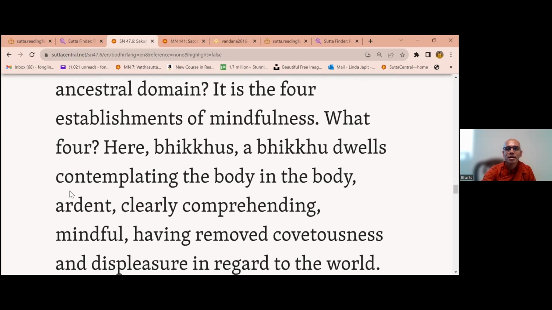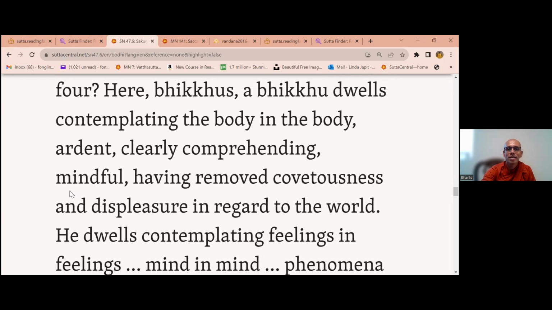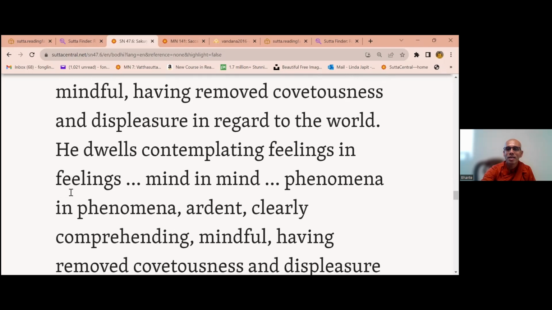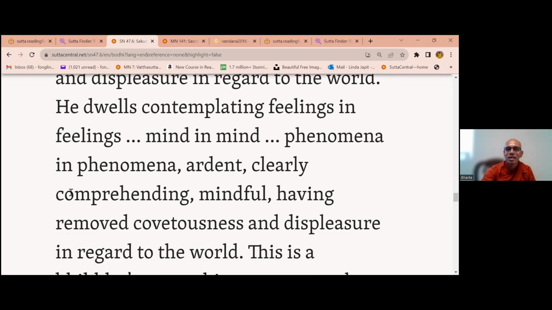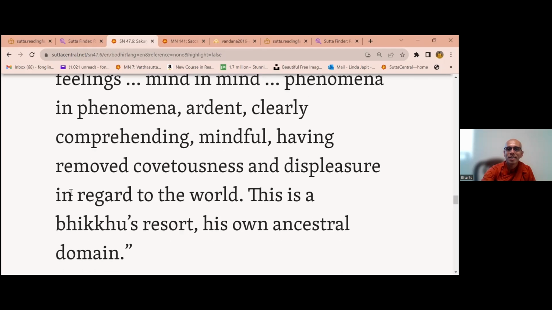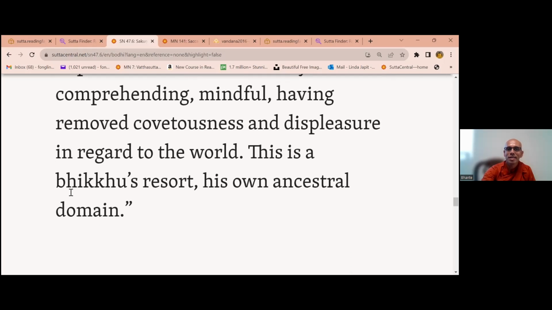What for? Here, bhikkhus, a bhikkhu dwells contemplating the body in the body, ardent, clearly comprehending, mindful, having removed covetousness and displeasure in regard to the world. He dwells contemplating feelings in feelings, mind in mind, phenomena in phenomena, ardent, clearly comprehending, mindful, having removed covetousness and displeasure in regard to the world. This is the bhikkhu's resort, his own ancestral domain.